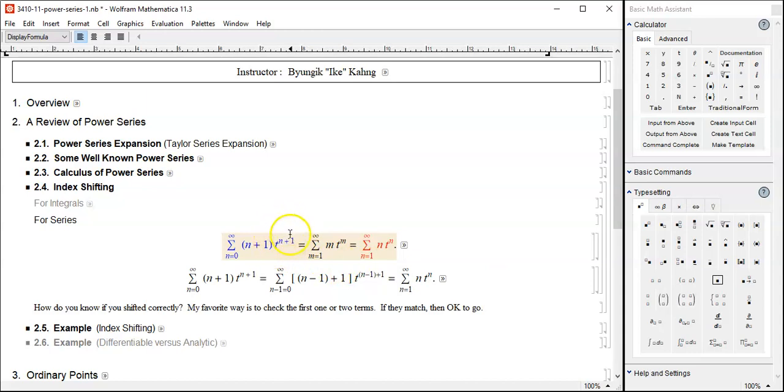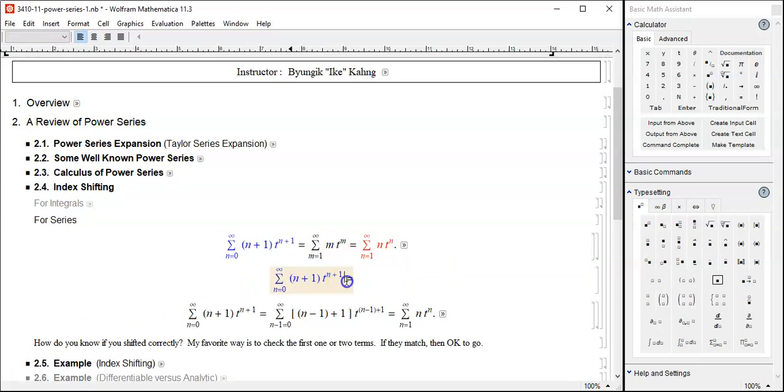This one is expanded in terms of the (n+1)th power, but this one is going from the nth power, so they may look different, but the starting points are different also. So they'll turn out to be the same. As a matter of fact, you can check. I begin from n equal to 0, so plug in 0 there. 0 plus 1 is 1, and then t to the 0 plus 1, so first power. And then n equals 1, so 1 plus 1 is 2, times t to the 1 plus 1, second power. And then n equals 2, so 2 plus 1 is 3, t to the third power, and so on.